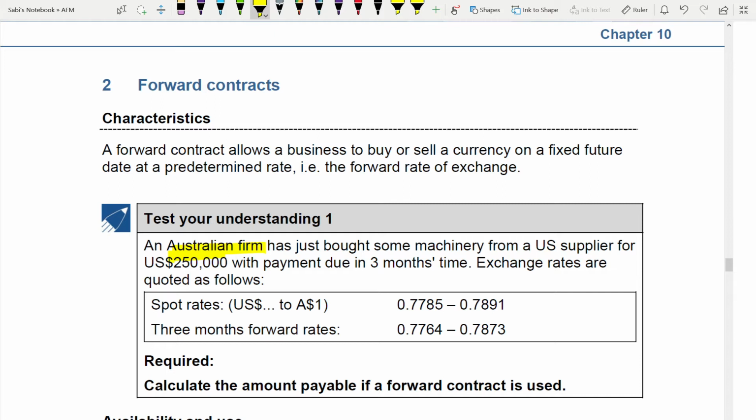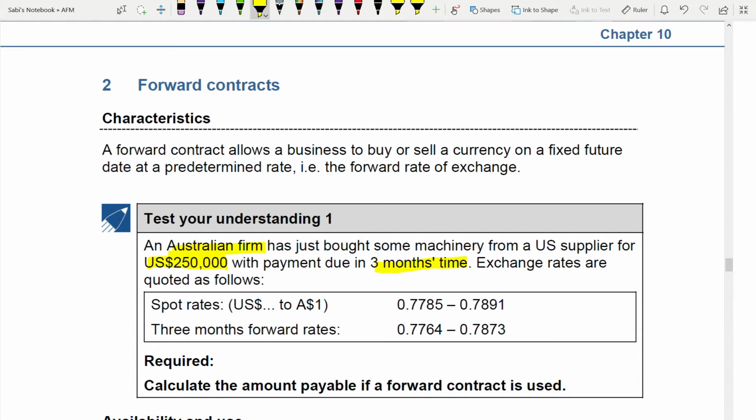Okay? He has just bought some machinery. Bought means he has to pay the US supplier 250,000. You will always be given the foreign currency only. Whatever you have to pay or receive, that will be the foreign currency for you. So you are an Australian firm, you have to pay US dollar 250,000 in 3 months' time. This is very important. Whenever you get a question, you have to know who you are, what your home currency is, what your foreign currency is, what the amount of the payment is, and what the due time is. Okay, this is 3 months' time.